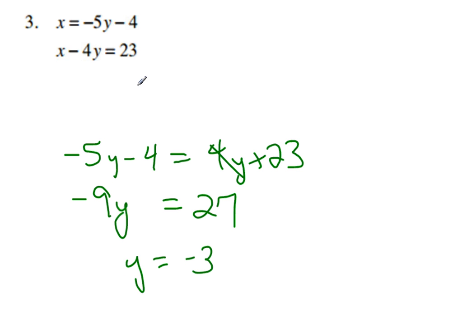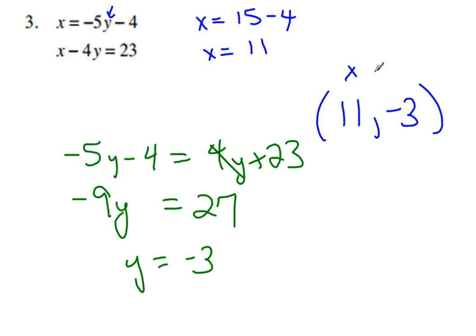Plug in the negative 3, probably in this first one is going to be the easier one. So I have x equals negative 5 times negative 3, which is positive 15, minus 4. So in this case, we found y first and x second, but be careful when you write your ordered pair. It's always x comma y. Always alphabetical order. Just because we found the y first doesn't mean it goes first.